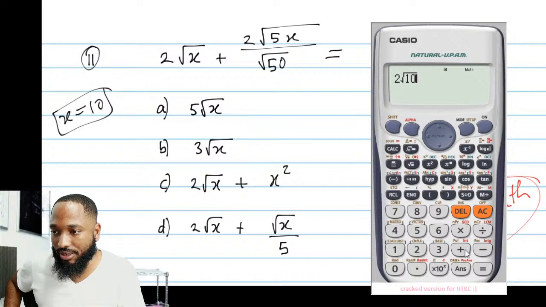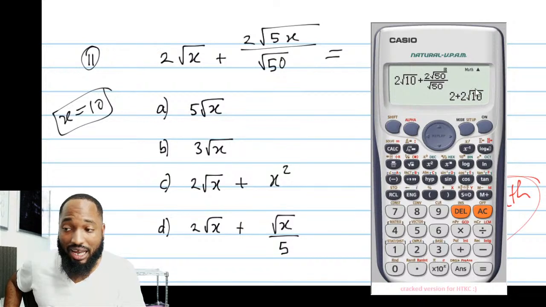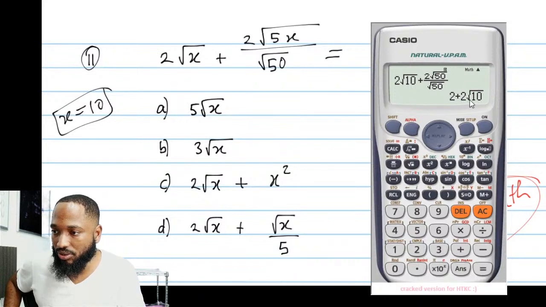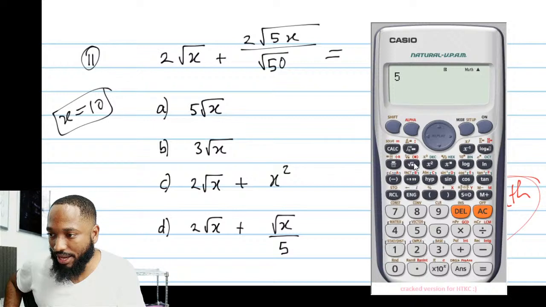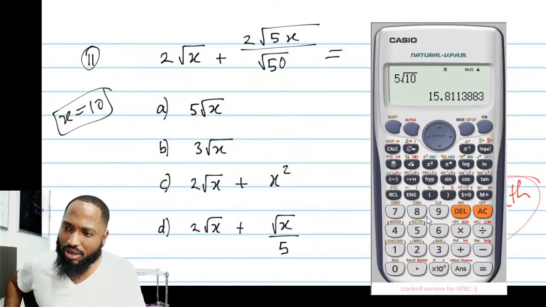2 by the square root of 10 plus 2 by the square root of 50, because 5 by 10, right? 50 divided by the square root of 50. So your calculator gives you that, or if you had a calculator that gives it like this. Cool. 2 plus 2 root 10. 2 plus 2 root 10. So now we just need to check and see if 5 by the square root of 10. Nah, that one ain't working. Is that one working?